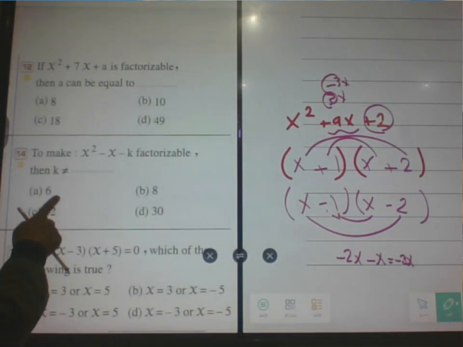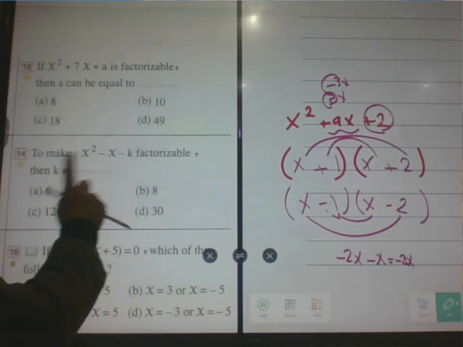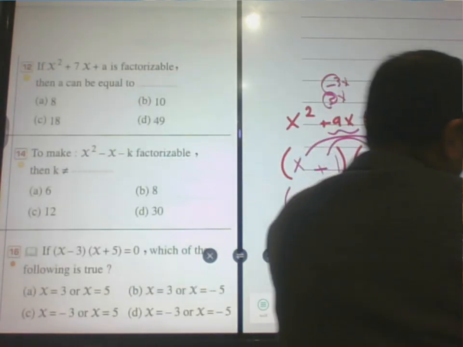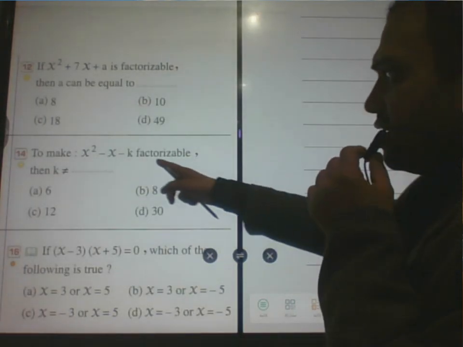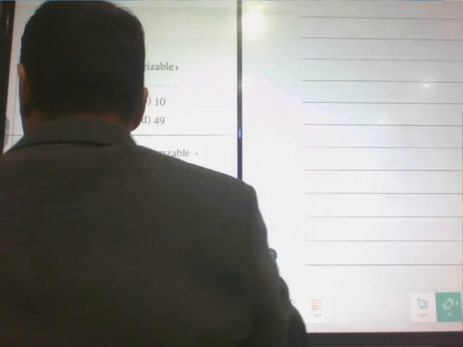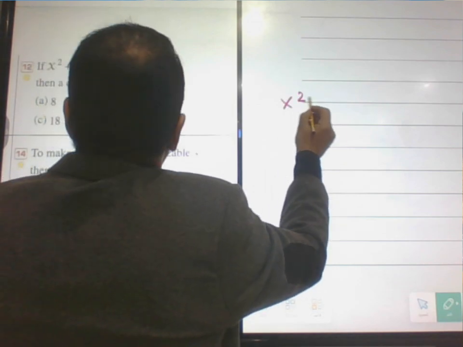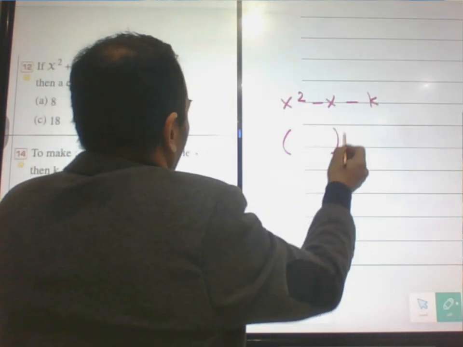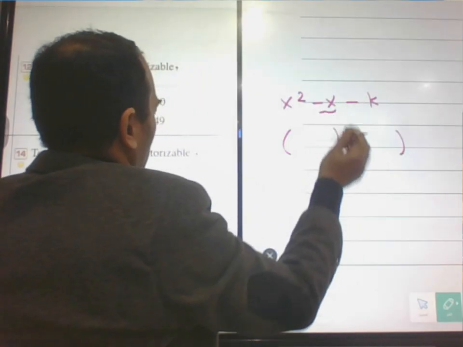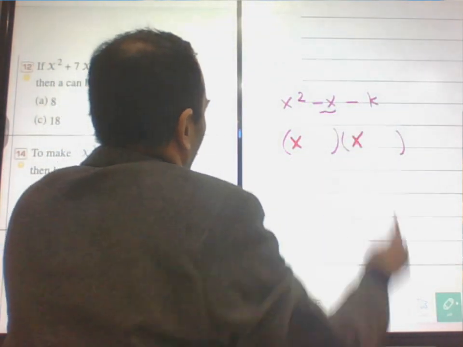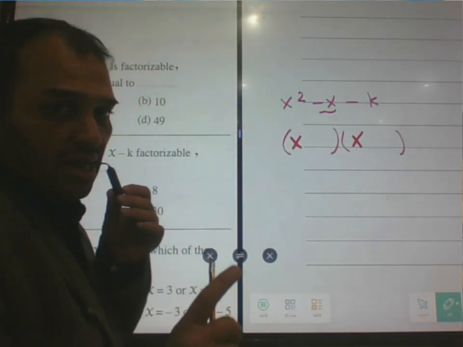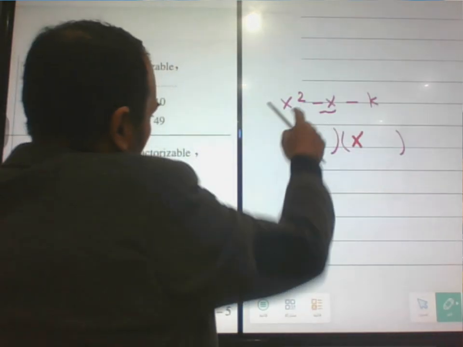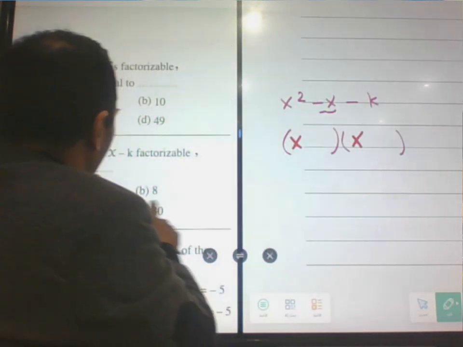Number 14. To make this expression factorizable, k must be not equal to what? Here in this example, the expression is x power 2 subtract x subtract k. We want to find two numbers. x times x equals x power 2. We want two numbers whose difference equals 1. The difference between them equals 1. What is the solution here?